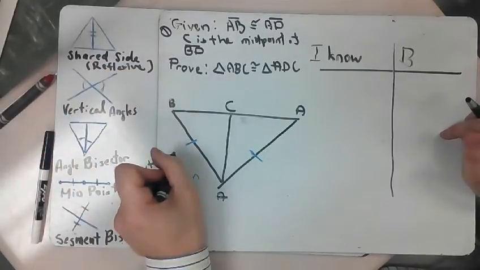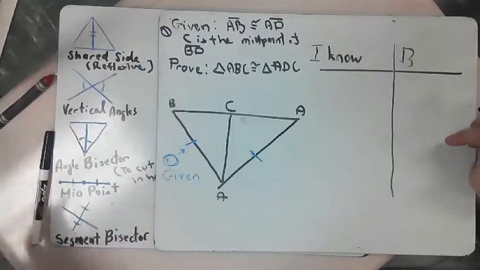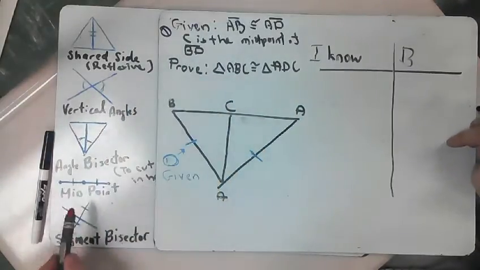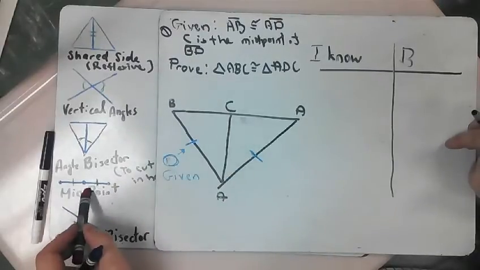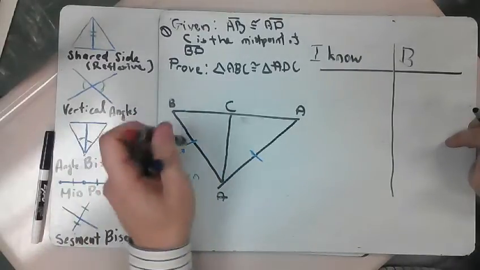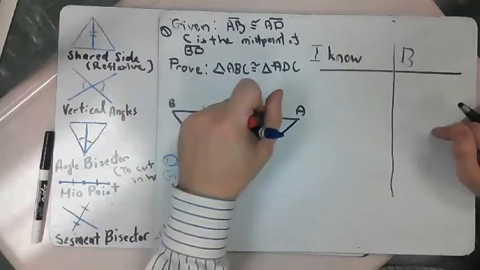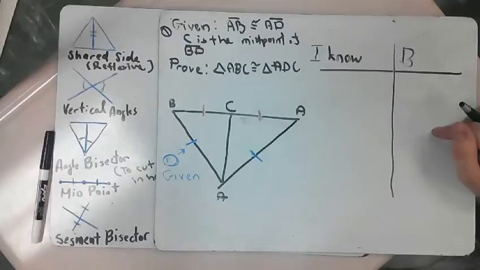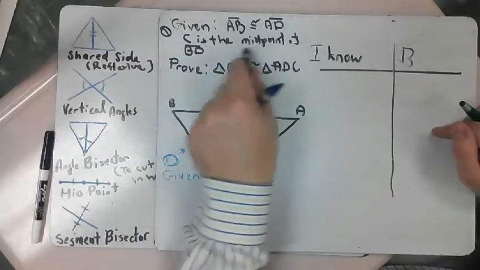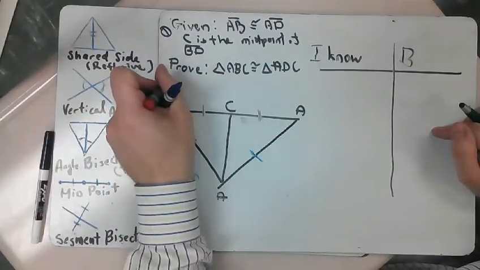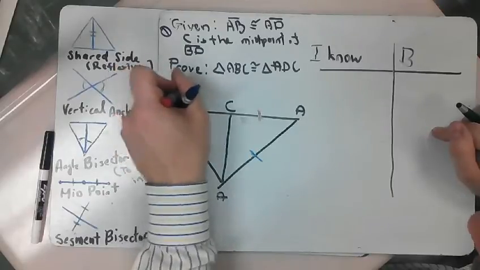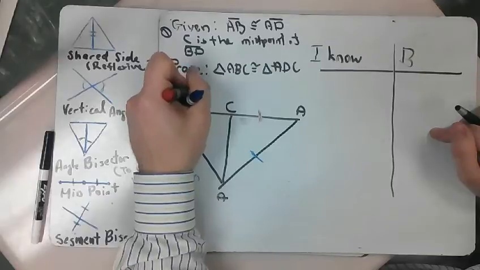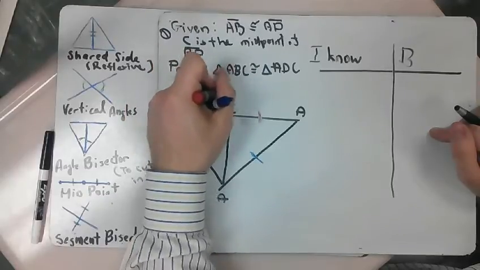Now, C is the midpoint of BD. So that means that this part and this part are congruent, and that is the result of this. So I'm going to make this line 2 and say it's because of midpoint.